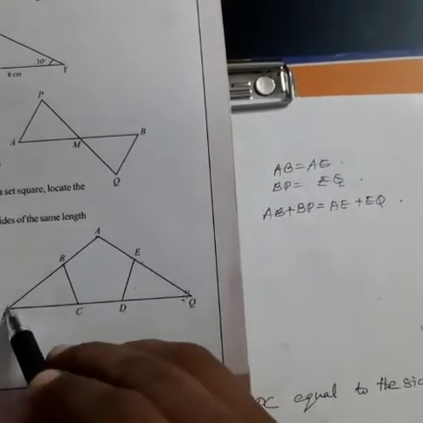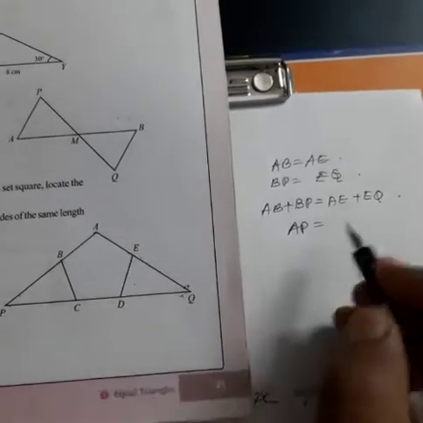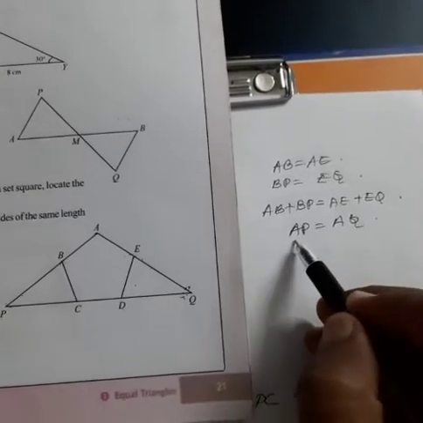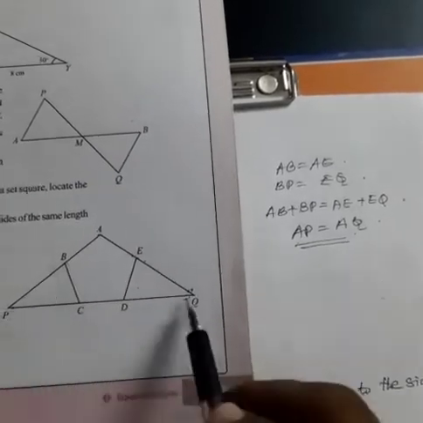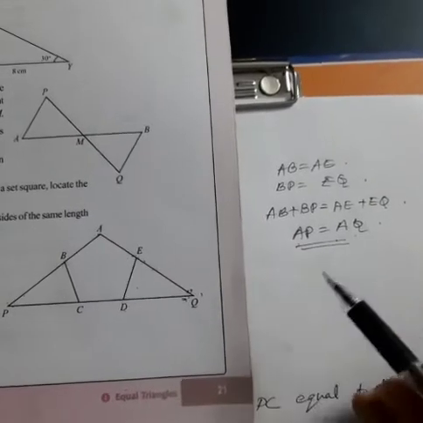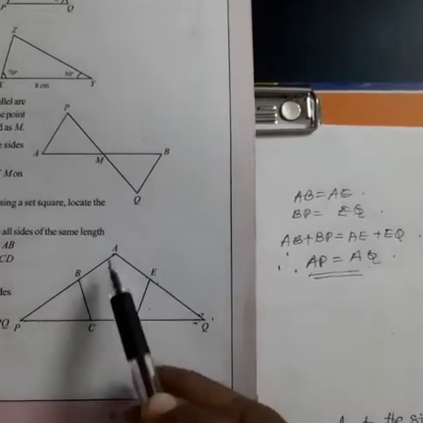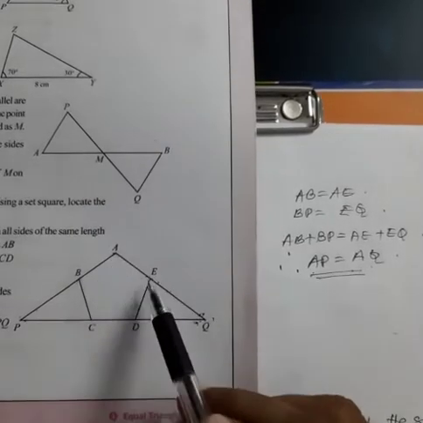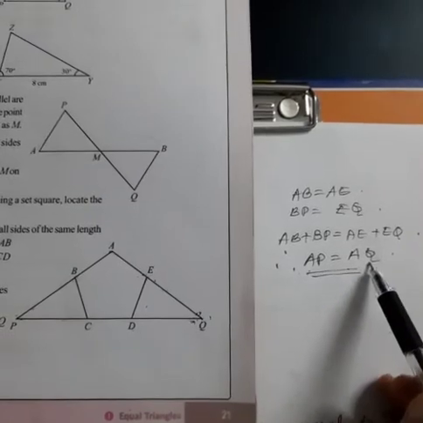What about AB plus BP? It is AP itself. And what about AE plus EQ? It is AQ itself. So AP should be equal to AQ. So for this triangle APQ, AP and AQ are equal. This is the second part question. AP is the sum of AB plus BP and AQ is the sum of AE plus EQ. So we can write AP is equal to AQ.